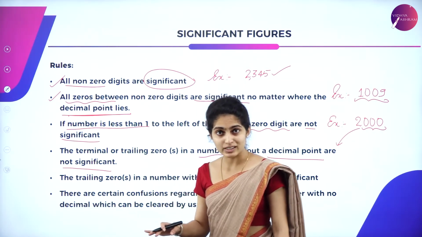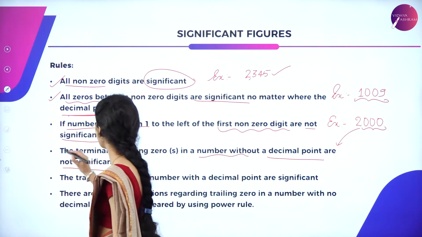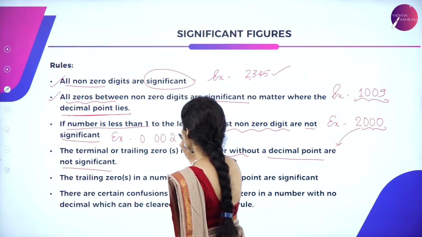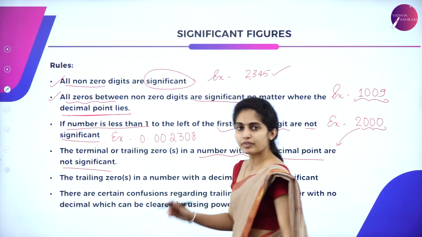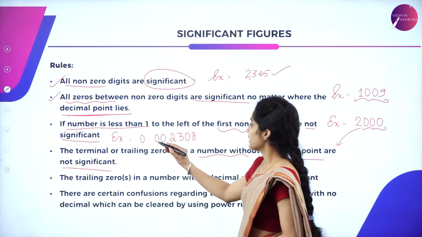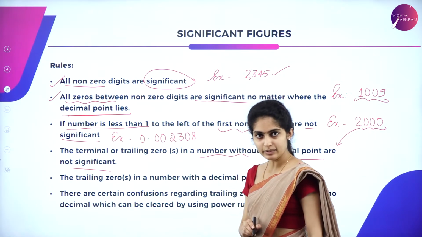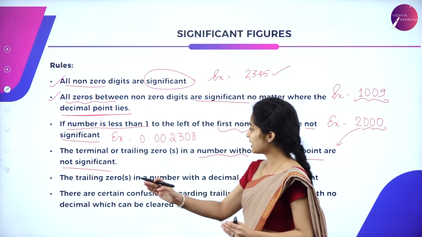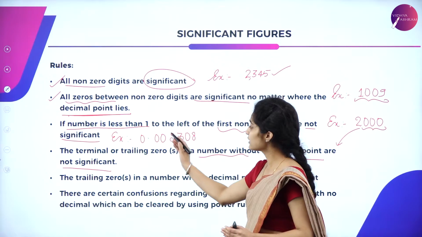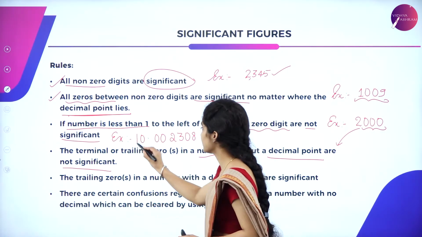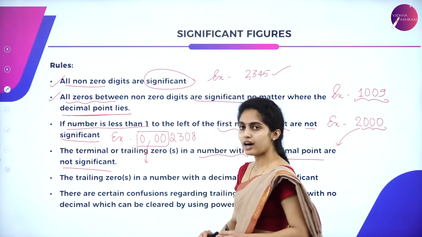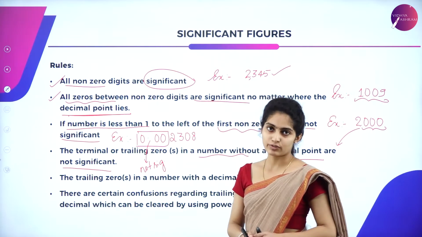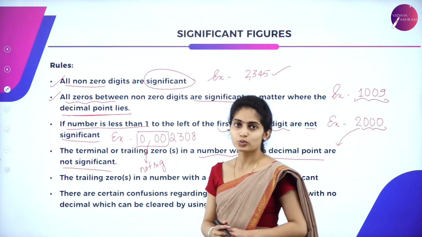And even in the case of a decimal place, if you have an example like 0.002308, the rule tells that the decimal place is present here, and the zeros before the non-zero numbers start, that is 0.00, are not significant. So what remains is 2308.